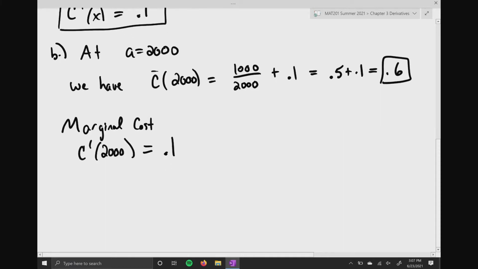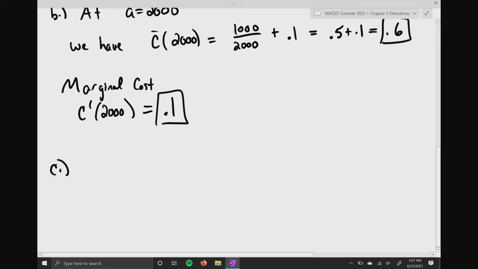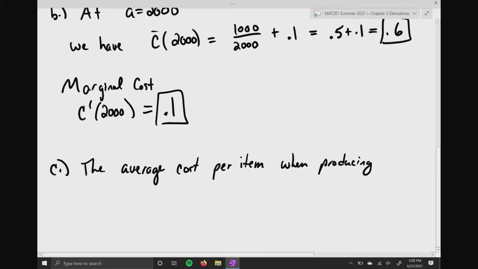So, part C, what they want us to do is interpret these values. Okay? So, when we think about this, we're going to do the average cost first. So, the average cost per item when producing 2,000 items is about 60 cents or 0.6. Okay?